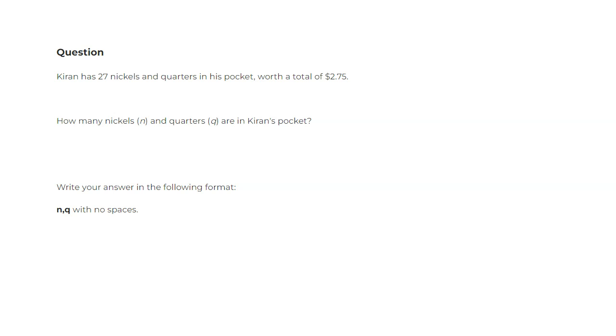All right, knowing that we have a total of 27 coins, we have this equality. So the first equation would be: if you add the number of nickels and the number of quarters, we're going to have 27 of them, right? So that's from here.